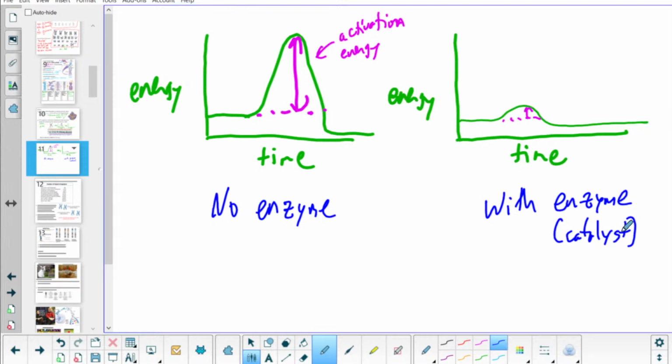Because a lot of reactions do have a high activation energy. They don't want to go. And if you can find a way to lower that, then industrially you can produce a lot of it, or make it go at all for producing a type of medicine.